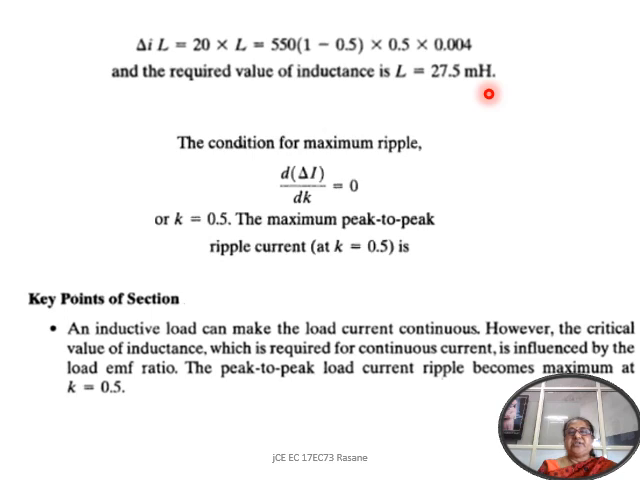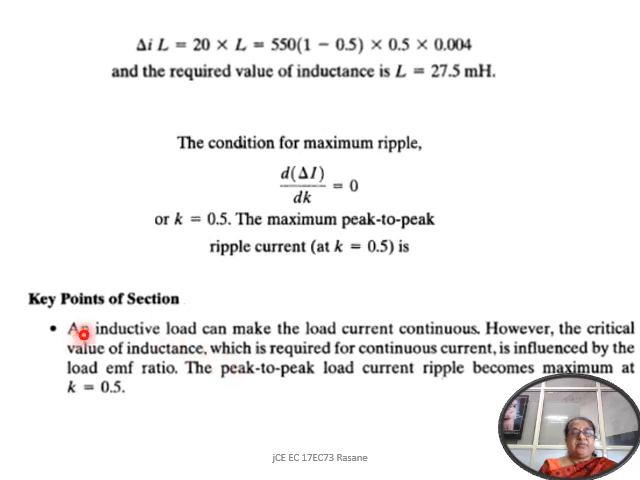The condition for the maximum ripple, this is for our information: d delta I by dK, the rate of change of ripple current with respect to the duty cycle K, is equal to 0, and that happens when K is equal to 0.5. The maximum peak to peak ripple happens at K equal to 0.5. This is just information for you.